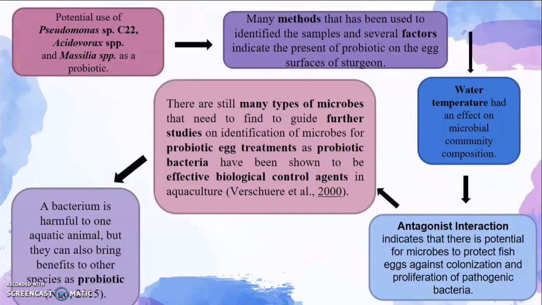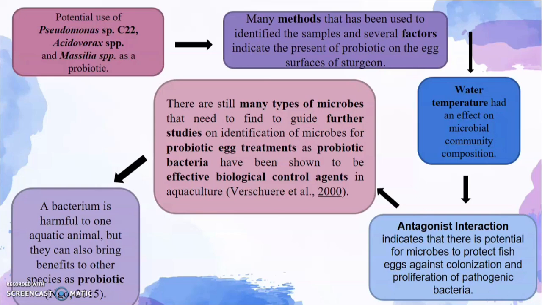For the conclusion, from the article review of Fujimoto et al. 2018 and Fujimoto et al. 2020, they suggested a potential use of Pseudomonas species C22, Acidovorax species, and Massilia species as probiotic. Many methods have been used to identify the sample and several factors indicate the presence of probiotic on the egg surface of sturgeon. Water temperature had an effect on microbial community composition.